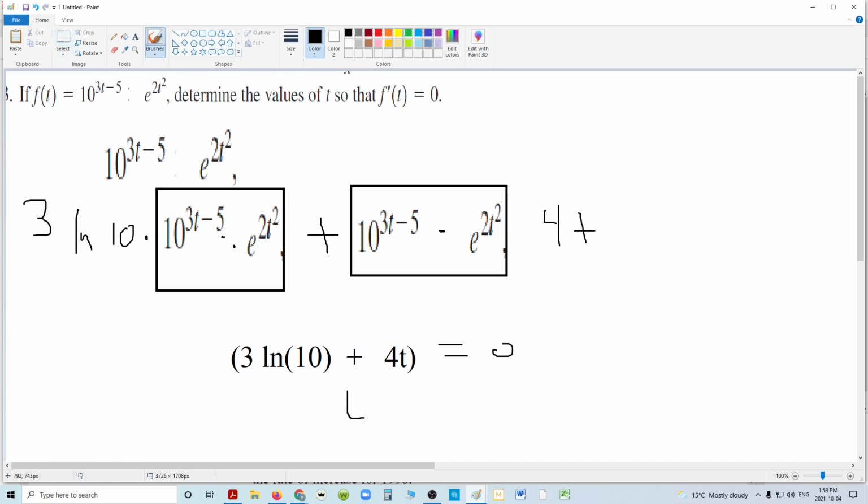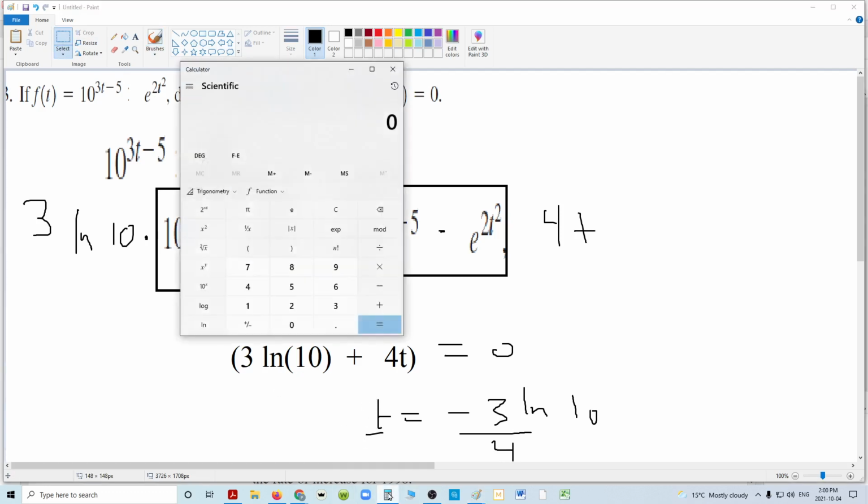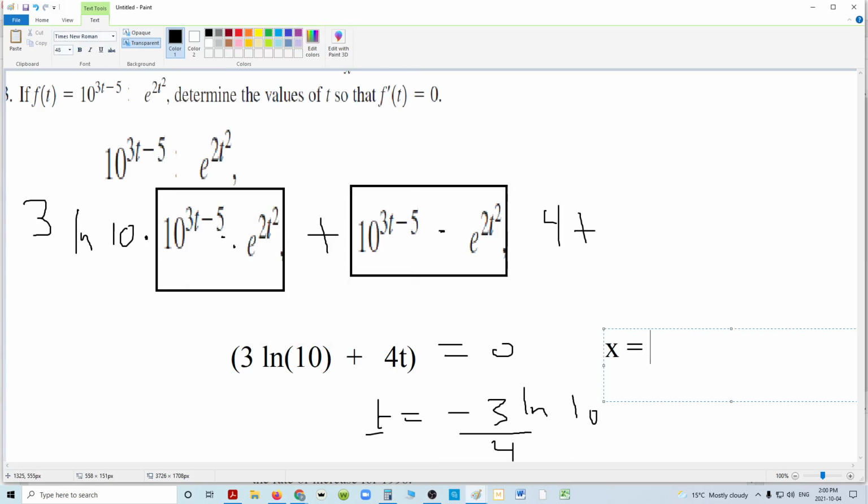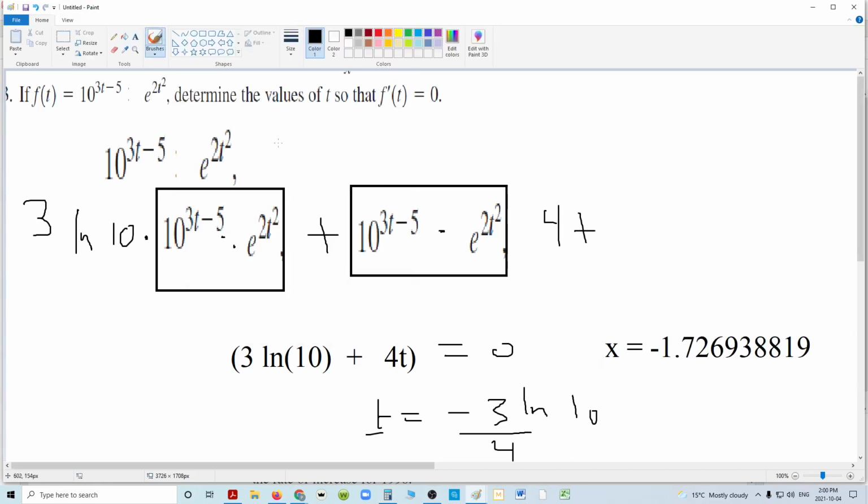If I solve for this, I go 4t is equal to negative 3 ln 10, and then I can divide by 4. And I can even leave it like that, or I can find an exact number. It depends what the book wants, but you would take ln of 10, which is just a number, you multiply it by negative 3 and divide it by 4, and you get this number, which should be a peak. This is the value of x is equal to that, will be a peak or valley of it.